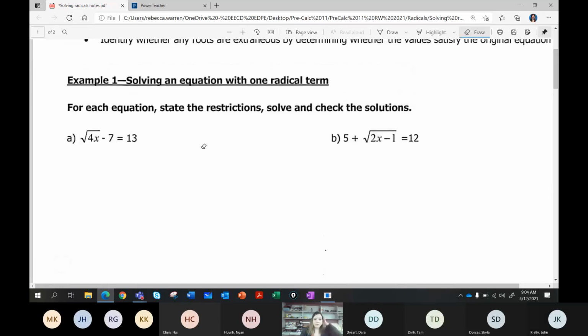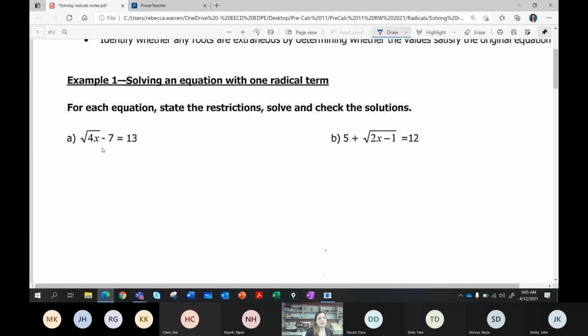Okay, so for each of these, we are going to be solving. So you want to solve for x. Just like in anything that we do, when you solve for x, you need to isolate it. Right now, x is under a radical sign, right? So the first thing that I want to do is get that radical alone.